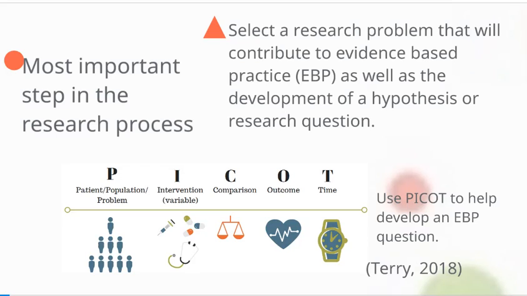A PICO question is an acronym that will help us to make sure that we met these criteria. So P stands for that specified patient or target population. The I is the issue or the intervention being investigated. C is the comparison being made. O is the outcome that might be the result. And T is the time frame.